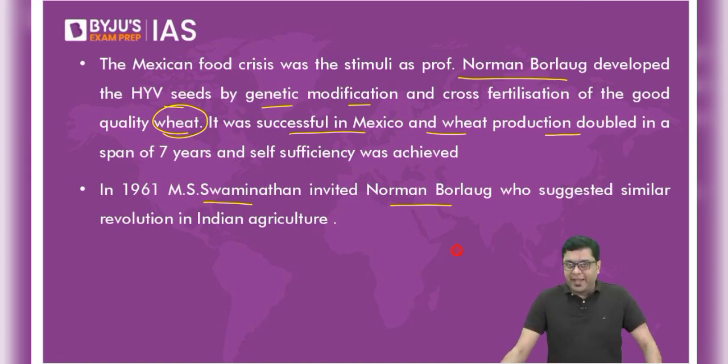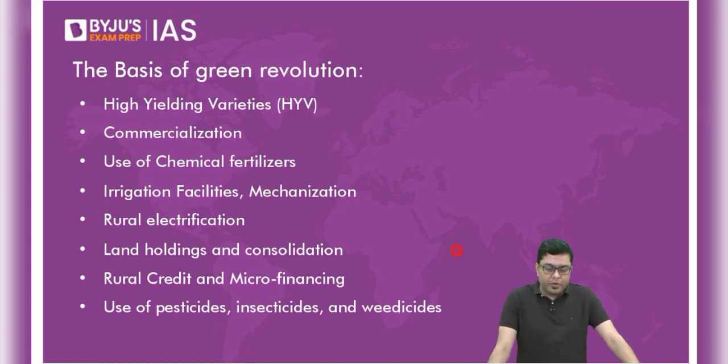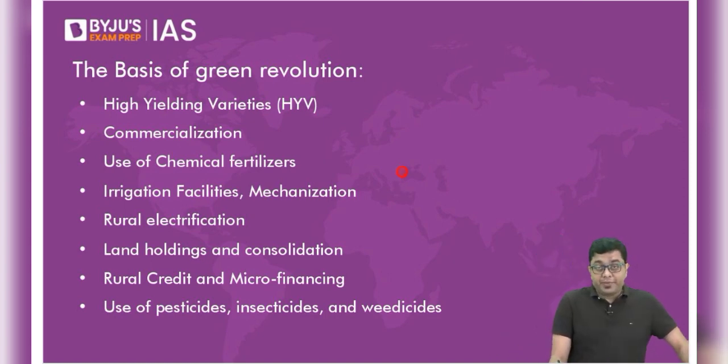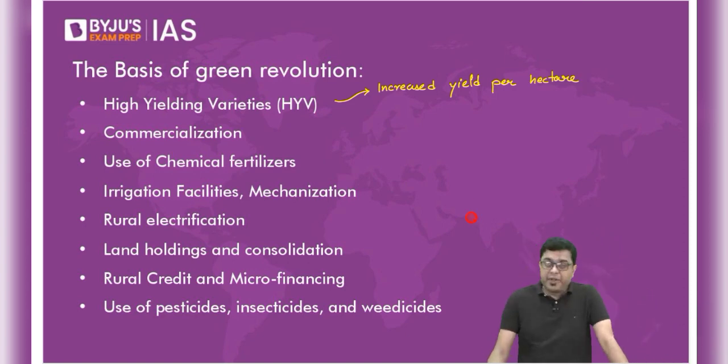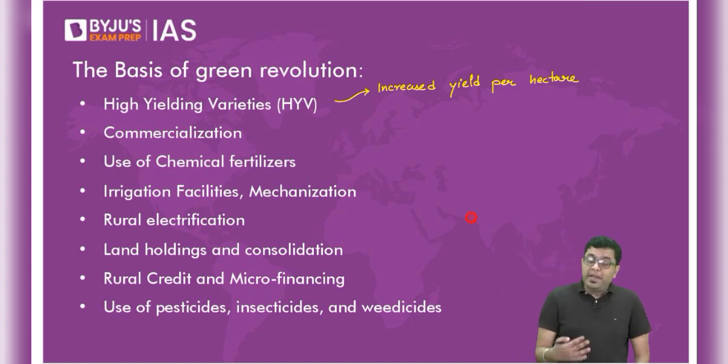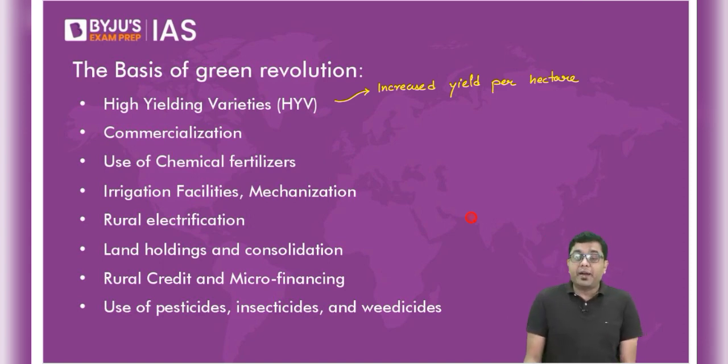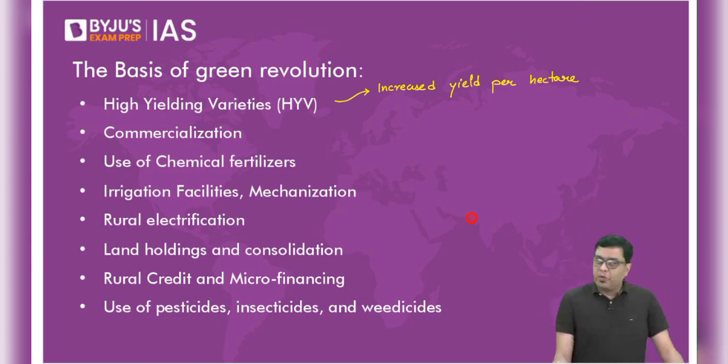Now, the Green Revolution and its success was based upon certain parameters, certain characteristics. If you have to look at the basis for the Green Revolution, first of all, high yielding variety of seeds that increased the yield per hectare. Then commercialization of agriculture happened after the Green Revolution came in, at least in India. Because before that, the farmers across the country would produce for self-consumption. It was only after the advent of the Green Revolution that farmers started producing for market purposes, and that is where they started growing crops which would give them the maximum amount of income.